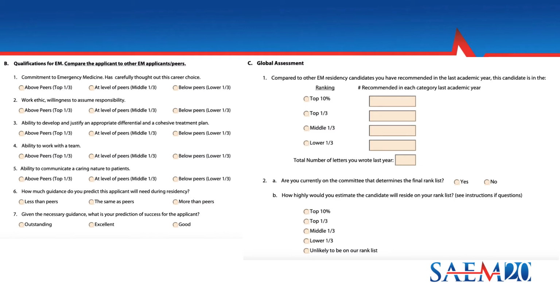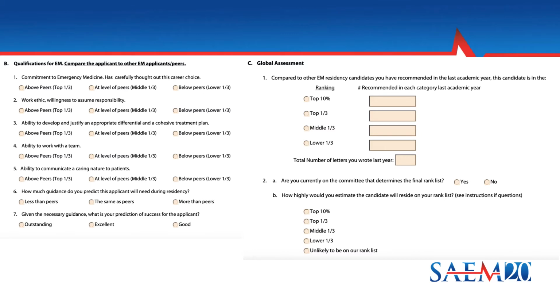The first of those questions is the comparative rank compared to all other EM-bound students that you know. How does this person compare? The second is where do you think this person will fall on your institution's rank list? So that's the objective data we get from the SLO.